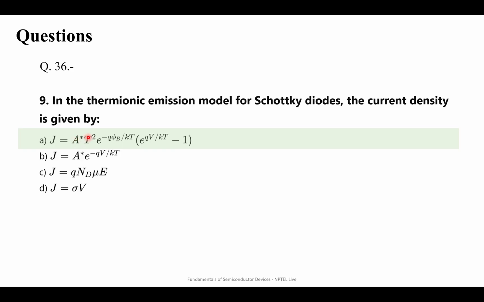This T is your temperature, so you can see it has a strong dependence on temperature. As temperature increases, your current will hugely increase. This is because the current here is thermionic emission, so at higher temperature the electrons will have more energy to cross the barrier. Hence, there's a T squared dependence. Then your phi b is your built-in potential, the Schottky barrier height. So this will be your reverse saturation current, and this will be your diode equation current.